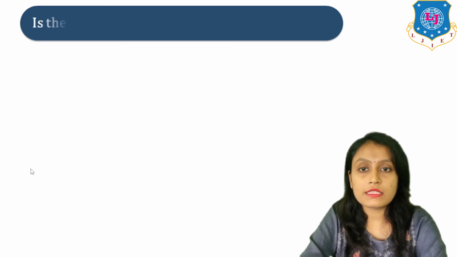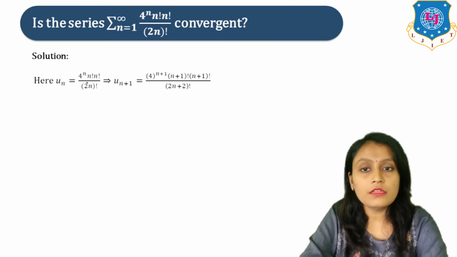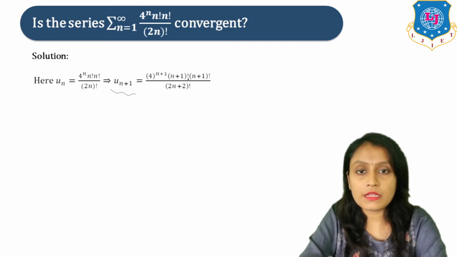Now an example. Is the series 4 raised to n into n factorial upon 2n factorial convergent? Let's begin with the solution. Here un is given, that is 4 raised to n into n factorial upon 2n factorial. Firstly, we will find un plus 1. In place of n, everywhere we write n plus 1. So you will get 4 raised to n plus 1 into n plus 1 factorial upon 2n plus 2 factorial.